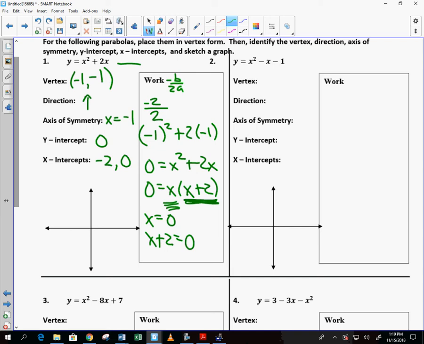We have all the pieces that we need. Now we are going to put them into the graph. 1, 2, 1, 2, 1, 2, 1, 2. My vertex is negative 1, negative 1.